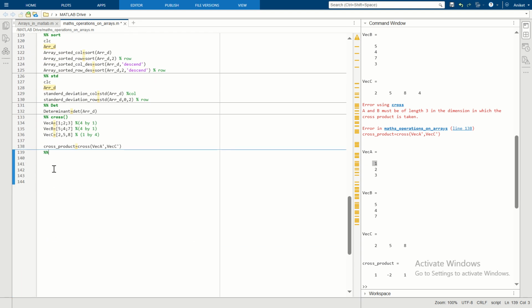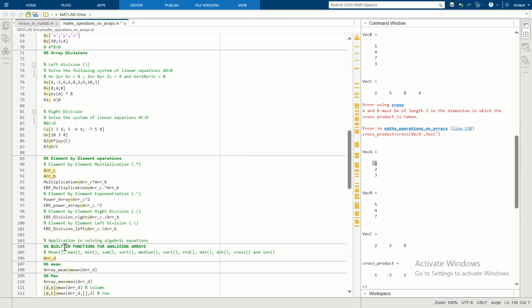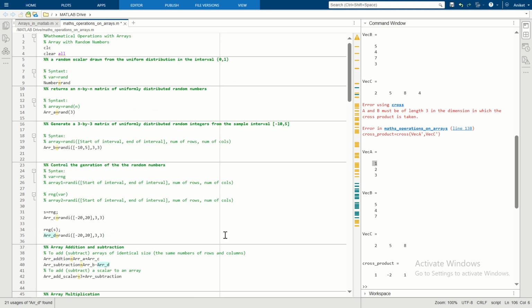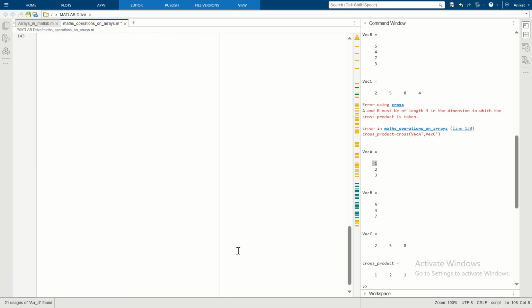Okay, so inverse we have already done. So that's it for these built-in functions for analyzing the arrays. Okay, let's meet in the new video next week.